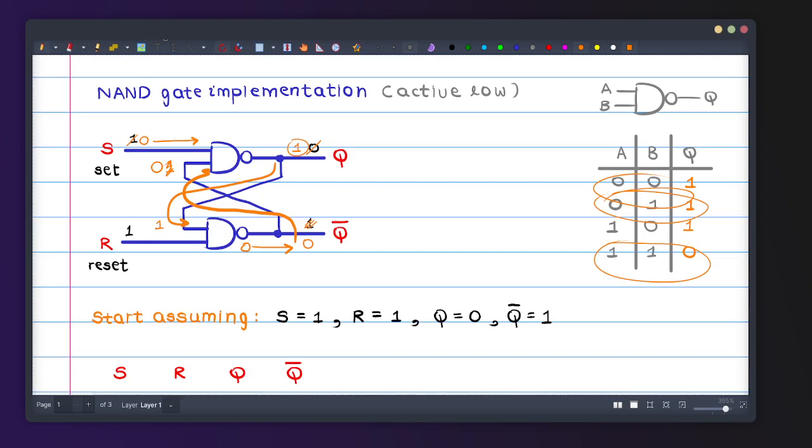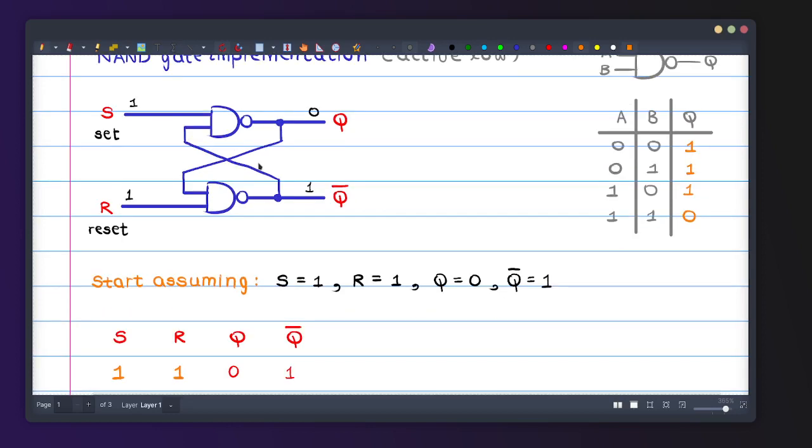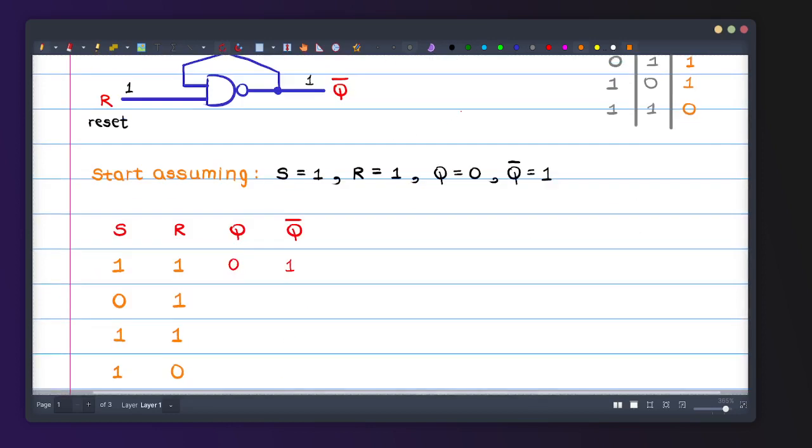What does it mean to have a stable state? It means that the Q values don't change any further. It underwent a few changes and now it's final. Q is 1 and Q complement is 0. So that's the next state. The next state is, S became 0, beg your pardon. S became 0 and R stayed as it is, and as a result Q became 1 and Q complement became 0. That's what we realized in the logic circuit above.